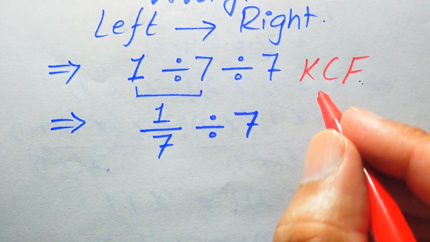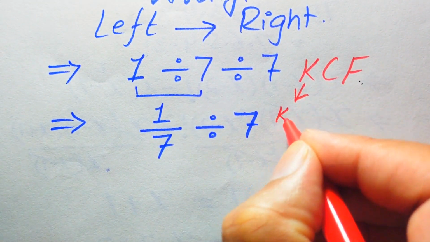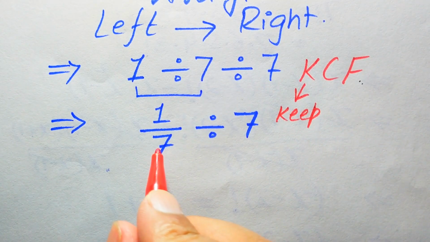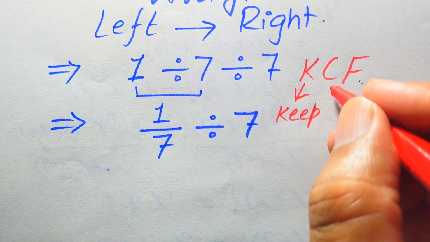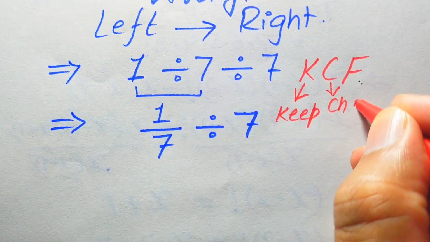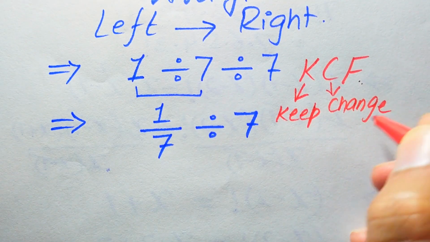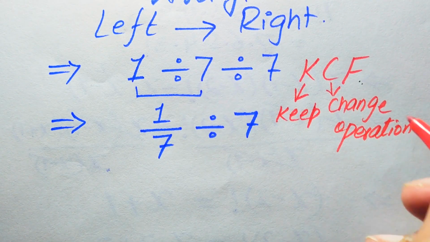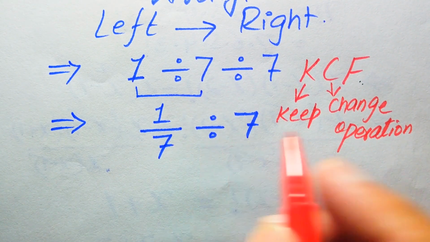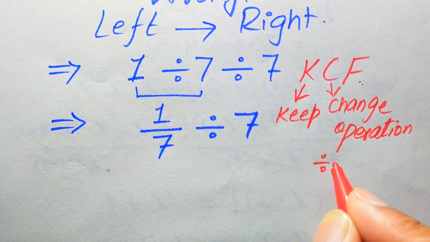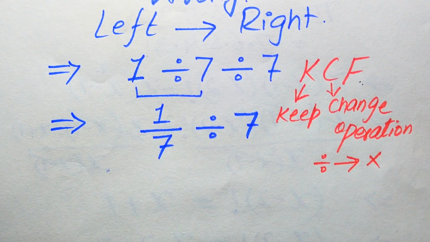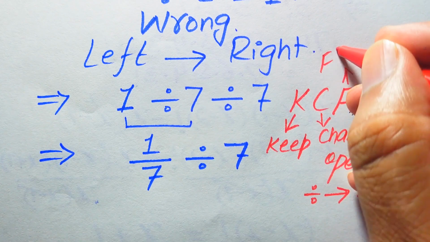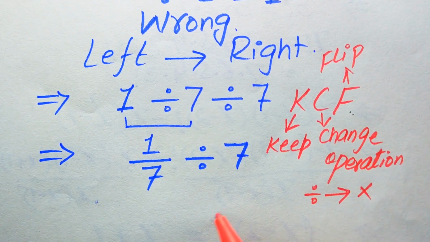So the KCF rule means that K stands for keep the term as it is. It means that we just keep the first term as it is. C stands for change the operation. Okay, so change the operation means, you see that here we have the operation division, so we change this division operation to multiplication. And F stands for flip the next term.